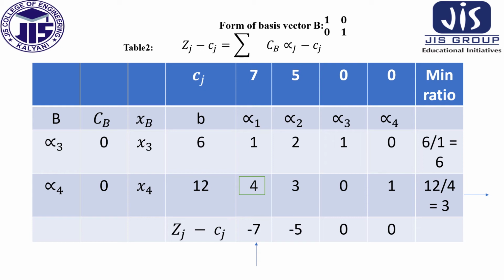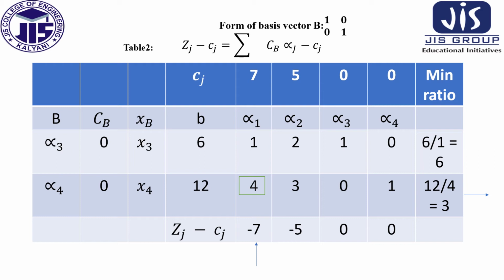So in the next table, what do we have to do? We have to convert this key element, this 4, into 1. In this particular case, this 4 will be converted into 1, and all the other elements of that column, that is, the alpha 1 column, will be converted into 0.